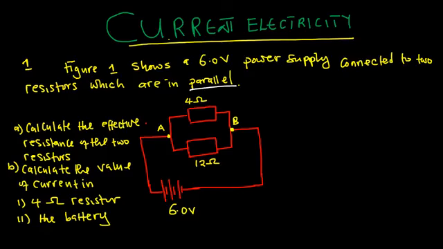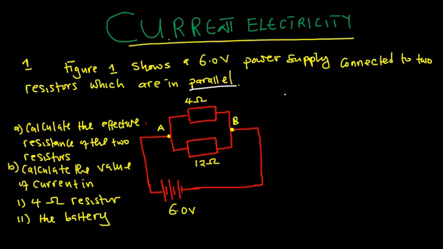Okay, so the key thing here is that they are connected in parallel, and of course you are able to see that. The first question is: calculate the effective resistance of the two resistors. So these two resistors, calculate the effective resistance. And of course in this circuit there are only two resistors. So what do you do?